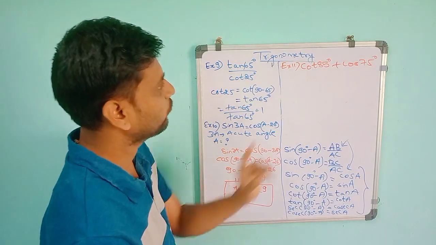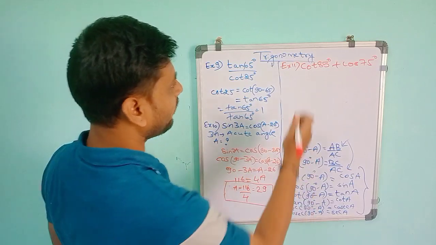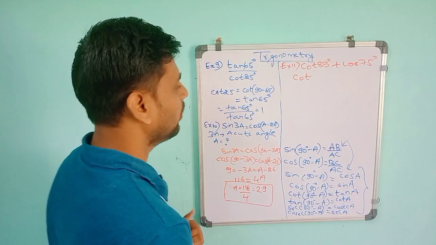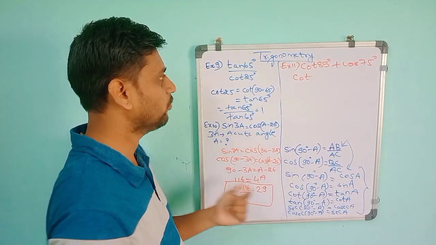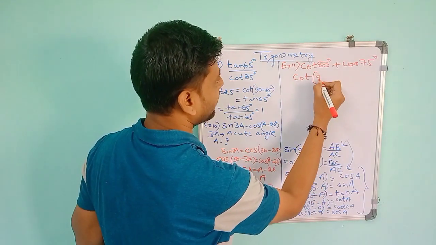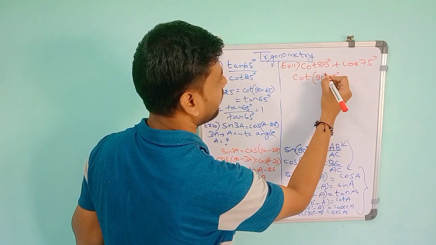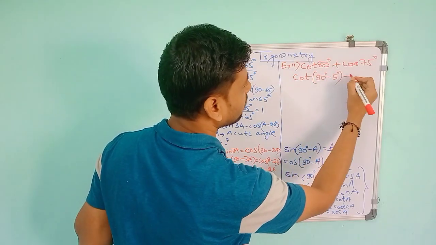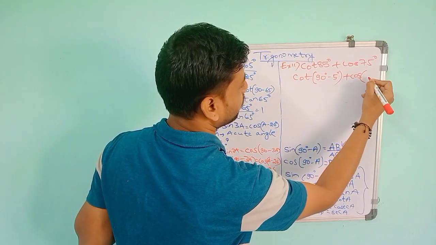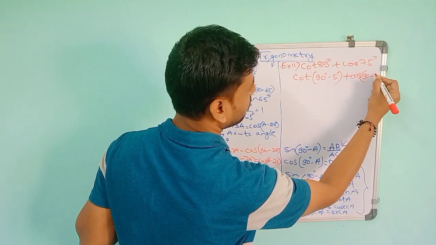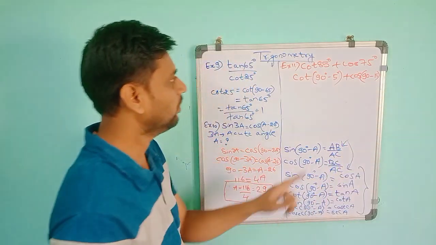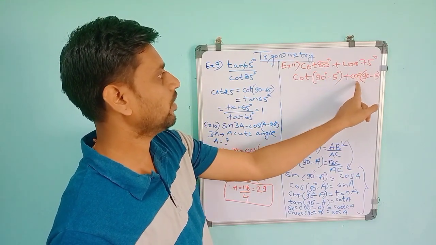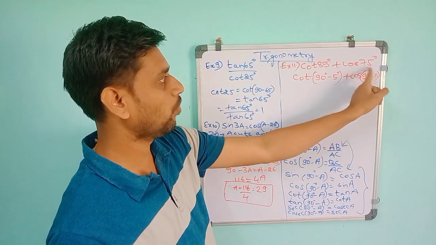If you clearly observe this, cot and tan. So we can write this cot 85 in terms of 90. Why 90? Because these are complementary angles. So these problems are based on complementary angles. So I will take 90 degree minus 5 degree, which is nothing but 85 degree. So cot 85 degree plus cos in terms of 90, so 90 degree minus 15 degree. Cot of 90 degree minus 5 degree is cot 85 degree, and cos 90 minus 15 is cos 75.